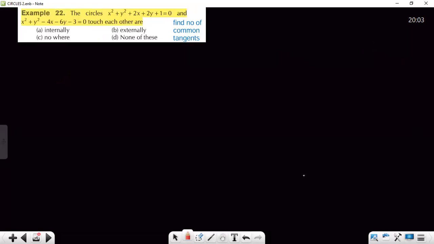Yeah. So that's a question. These are the equations of two circles given to us. And now we have to find out whether they are touching internally, externally, or nowhere. This kind of question has been asked in the NDA. For finding out the distance between the centers, what we need is the coordinates of both of the centers, and to relate them, we'll need radius 1 and radius 2.